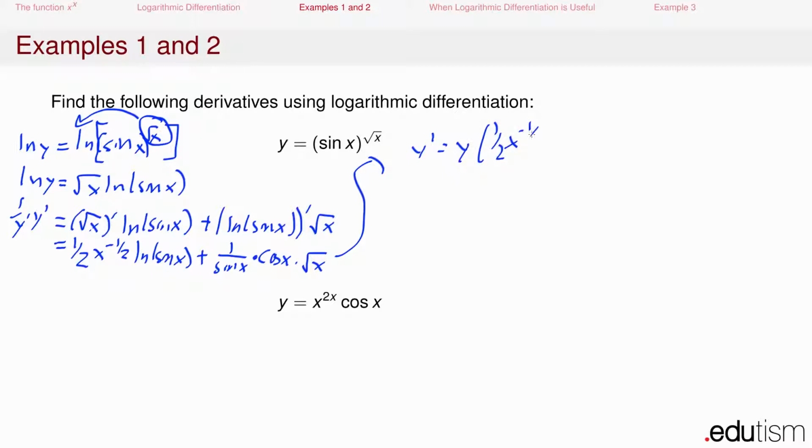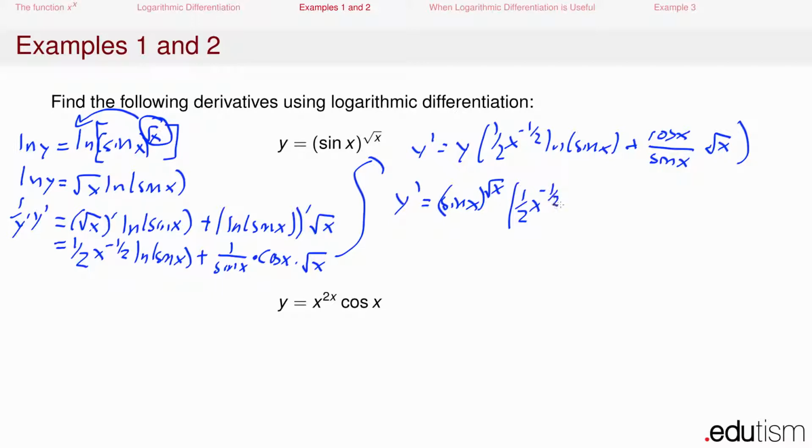1/2 x to the negative 1/2 ln of sine x plus cos x over sine x times square root of x. And then we just fill in what y is. Y is sine x to the square root of x. This whole thing is now multiplied by 1/2 x to the negative 1/2 ln of sine x plus cos x over sine x times square root of x. There we go. This is the derivative.